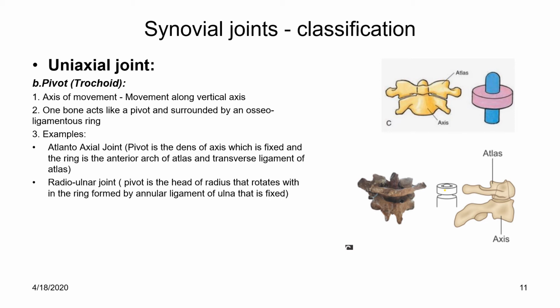This is also the same picture. You are seeing the dens of the axis, and this is the anterior arch of atlas. Then the other one is the radio-ulnar joint, where the pivot is the head of radius that rotates within the ring formed by annular ligament and ulna, which is fixed.